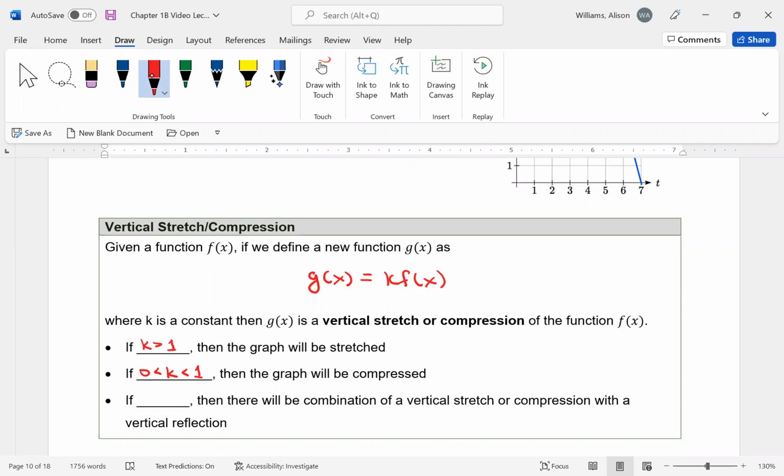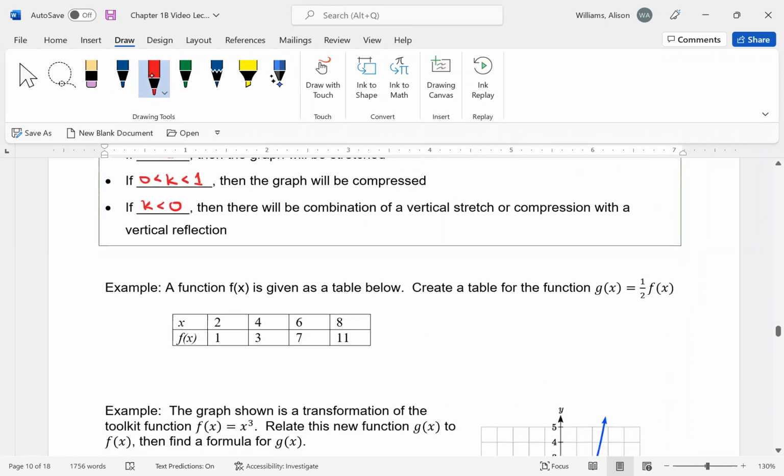And then, of course, if k is less than 0, that's when we see the reflection, which is why we didn't want to include that in the second one. Okay, and it could have a stretch or compression, depending on the value of k. So let's go ahead and look at what that does in the table examples that we have been doing. If we're looking at g of x equals half of f of x, that means we're taking the output values and we're going to cut them in half.